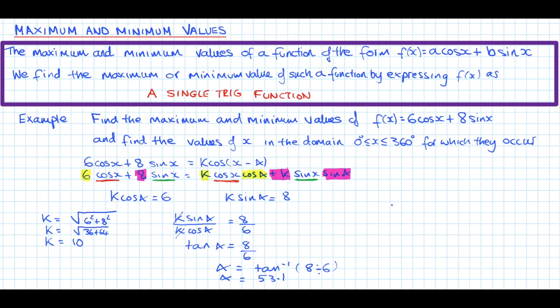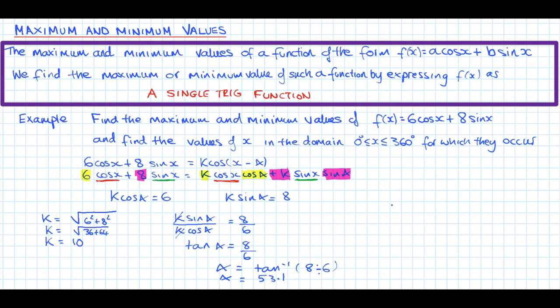So find the maximum and minimum values of f of x equals 6 cos x plus 8 sin x, and find the values of x in the domain from 0 to 360 degrees for which these maximum and minimum values occur. So we start in exactly the same way. You realise I have to express it as a single trig function.